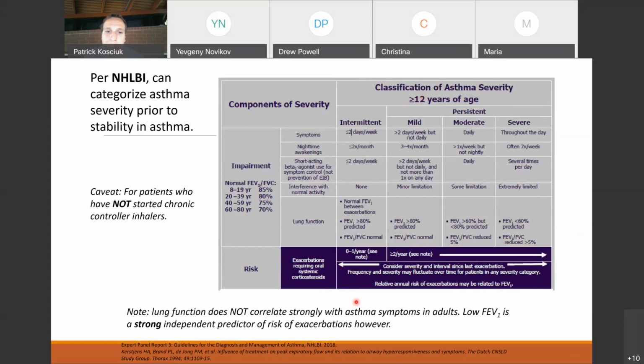Interestingly, in COPD, we grade COPD severity by their FEV1s. In asthma, there's no such grading system, because typically you'll have normalization after a bronchodilator response, right? Or after you have adequate asthma control. It is, however, a strong independent risk factor for exacerbations if you have a low FEV1.